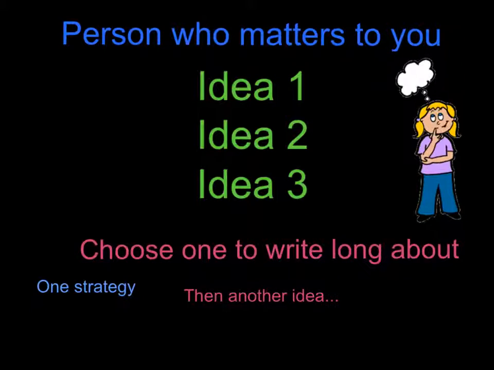So if you go through all three ideas, what I want you to do is maybe come up with another person who is important to you. Come up with three ideas why they're important to you, or what about them is important, and then you're going to choose again the idea and write long about it for your entry.